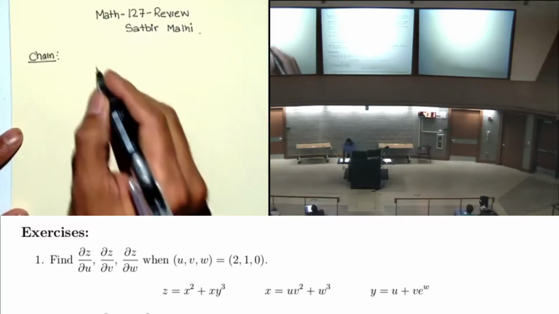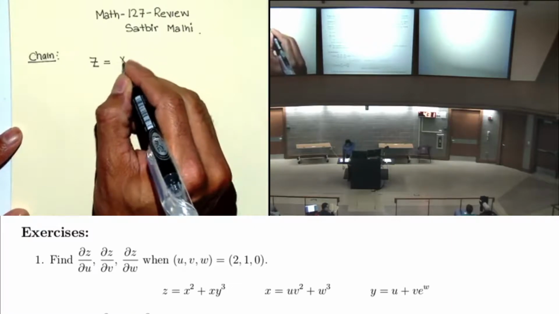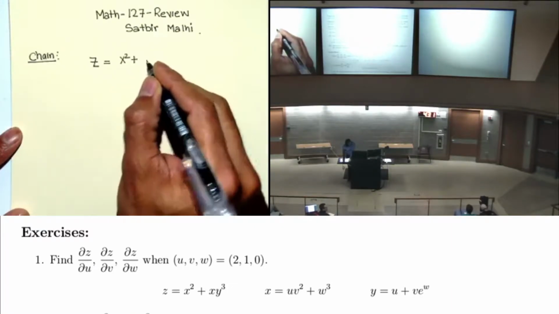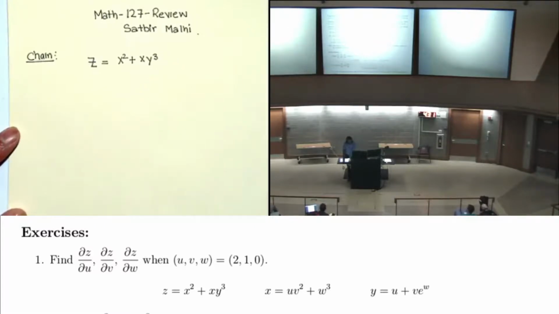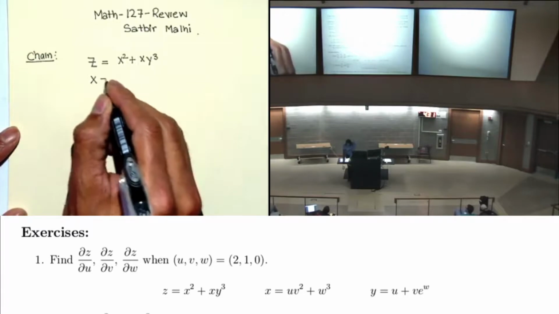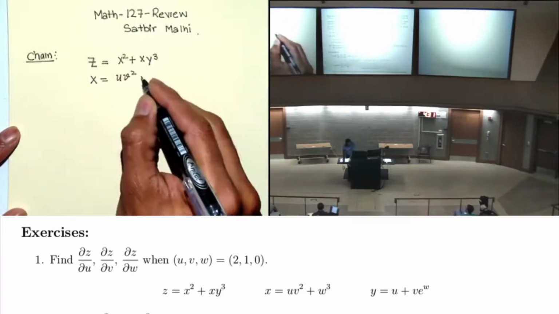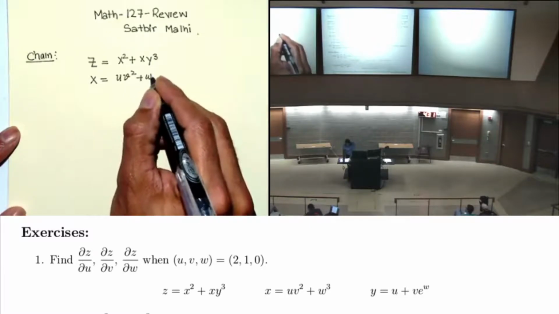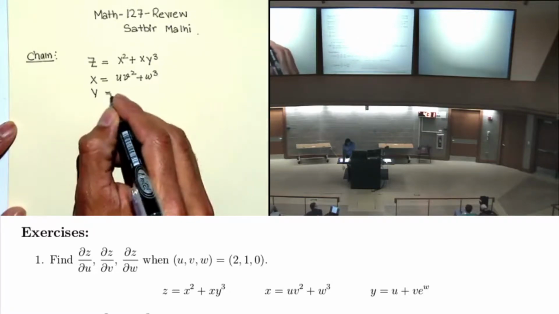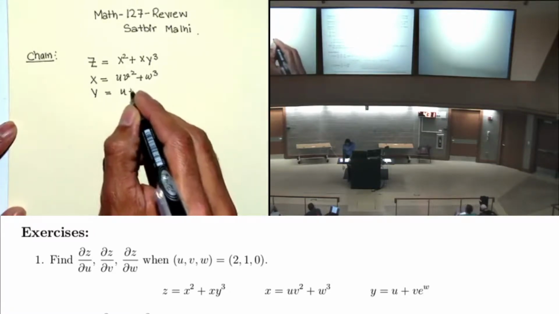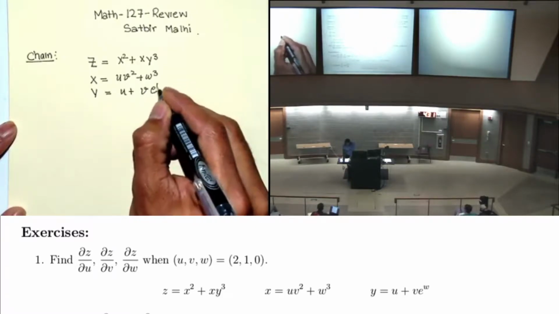Z is a function of x squared plus x y cubed. Z is a function of x and y, and x is a function of u, v, and w: u v squared plus w cubed. And y is a function of, again, u, v, and w: u plus v e raised to power w.